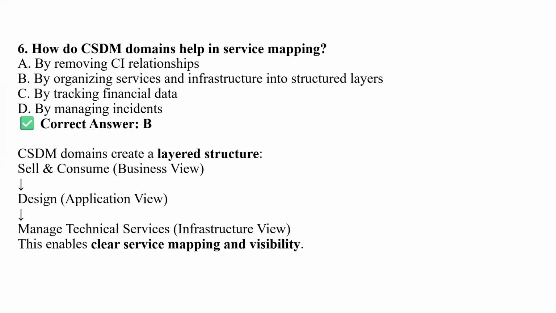So CSDM domains create a layered structure. Sell and consume is the business view, that is the end users' view. Design is the application view. And manage technical services is the infrastructure view. It includes servers and network devices. The application view is the online banking app. So this enables clear service mapping and visibility.